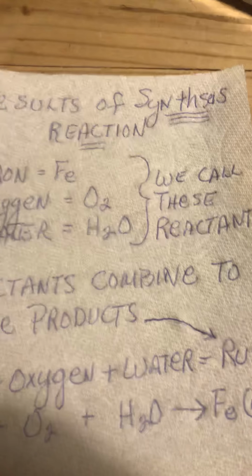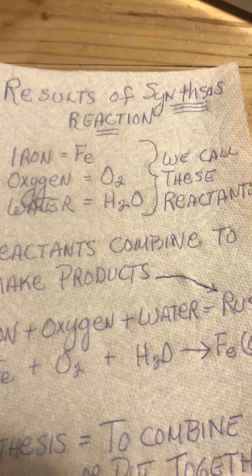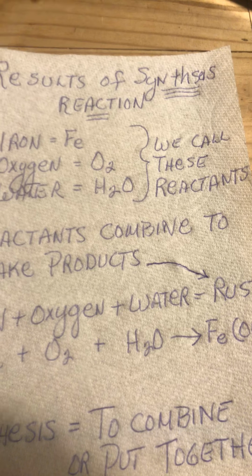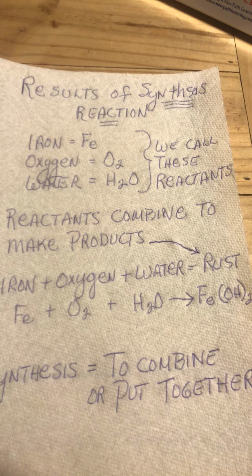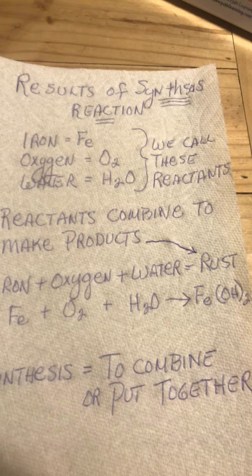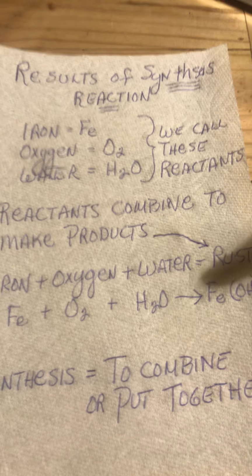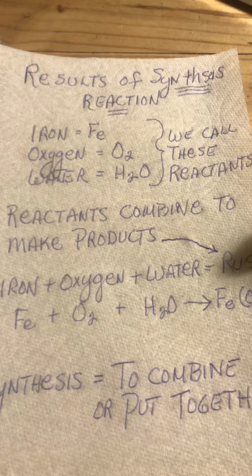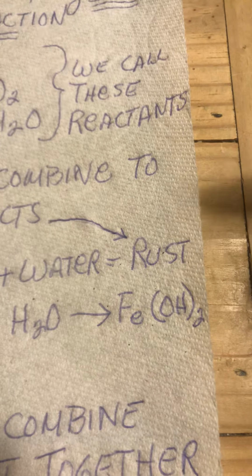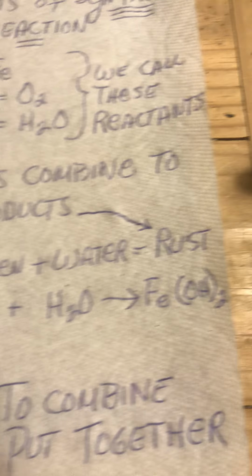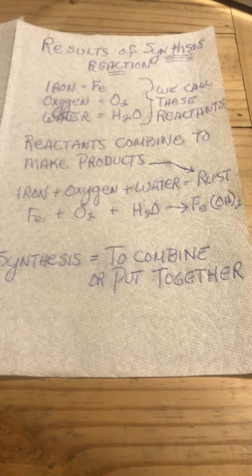And so as we take a look at the results of the synthesis reaction, iron plus oxygen plus water, we call these reactants. The reactants combine to make products, and then iron plus oxygen plus water equals rust. And you can see I drew that little arrow down there to indicate that the product in this case was rust. And then we have Fe is iron, of course, O2 and H2O. And there's rust, Fe, in parentheses OH, and there's two of those compounds make that. So synthesis, to combine or to put together.